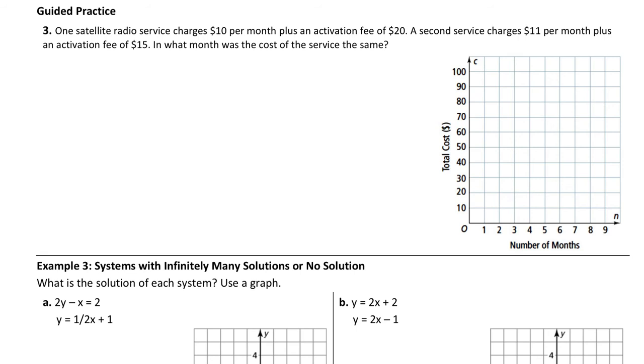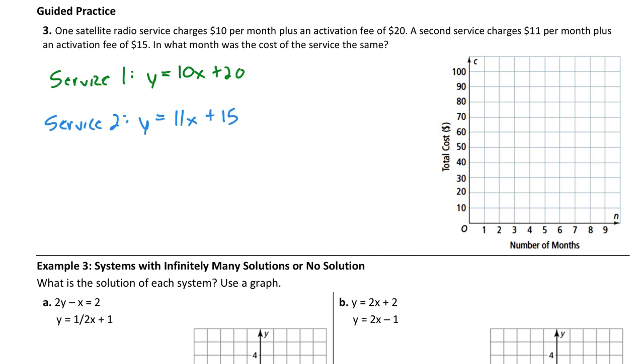So we have service 1. It has a rate of $10 per month. It has a starting value of 20. So my equation is going to be my rate, $10 a month, 10x, plus that initial starting value of 20. The second service charges $11 per month plus an activation fee of $15. So service 2 has a rate of $11 per month, so I would do y equals 11x plus that starting value of 15. This one I think is a little bit tougher. That's why I'm not making you do this one on your own.